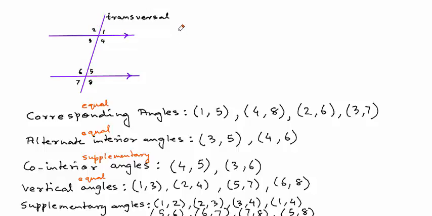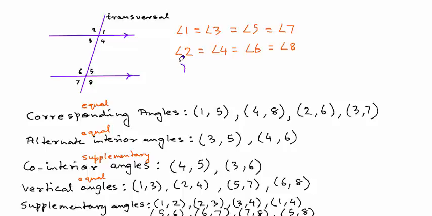The measure of angle 1 is the same as angle 3, is the same as angle 5, and that's the same measure as angle 7. Similarly, angle 2, angle 4, angle 6, and angle 8 all have the same measure.